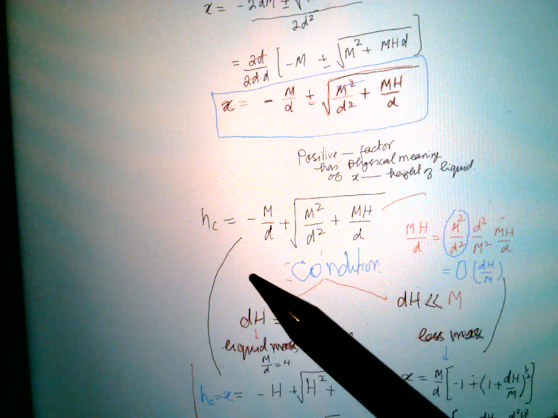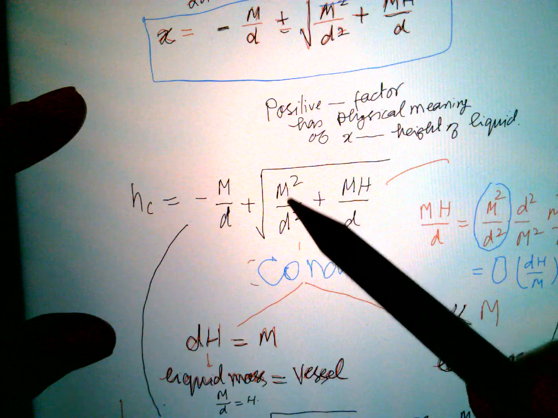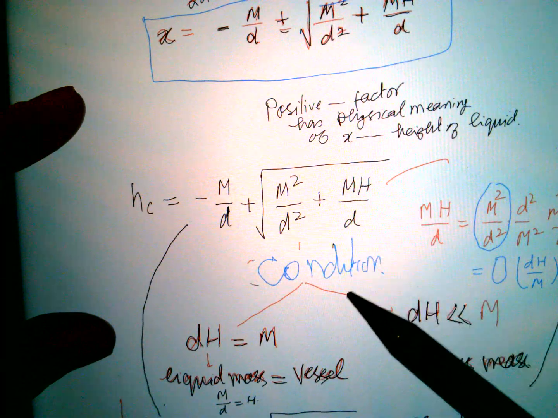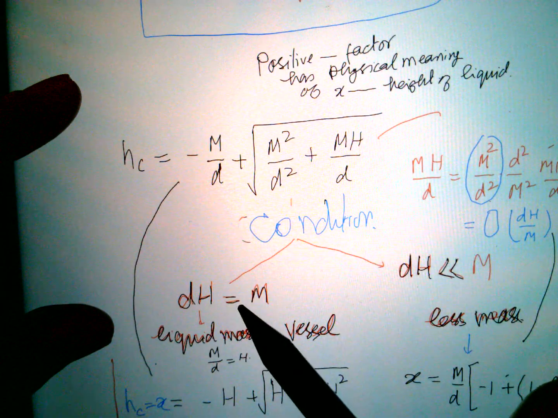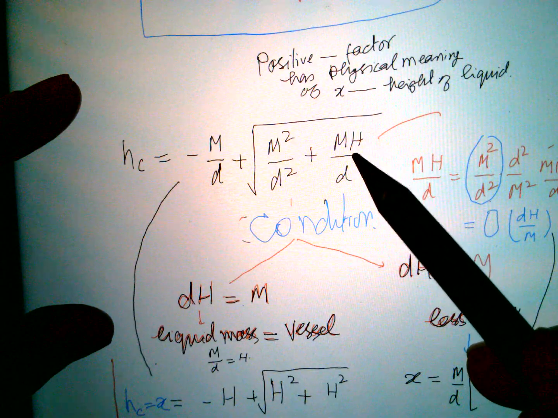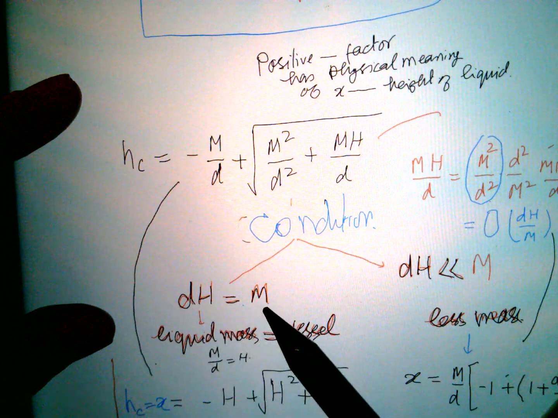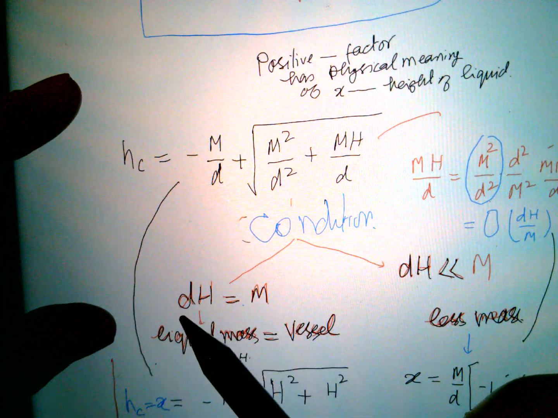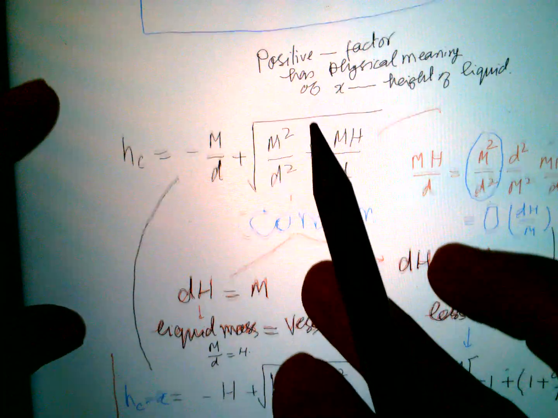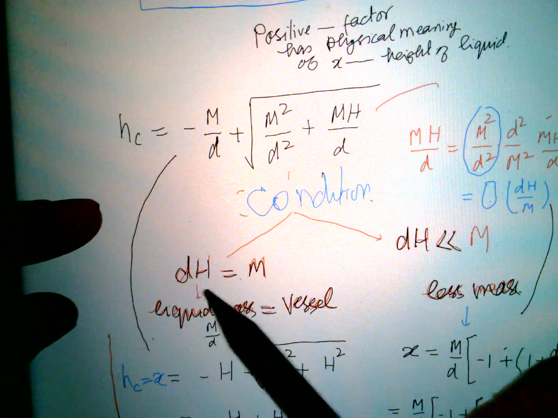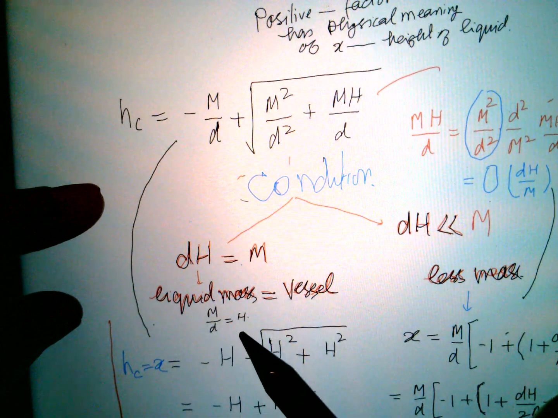So if this is equal to the center of gravity, COG, then x is m over d plus the square root of m square over d square plus mh over d. So now we will take the condition that dh is equal to m. Density times height is equal to the density of the liquid multiplied by height, which is equal to the mass of the metal of the vessel. So mh over d, m over d is equal to h.